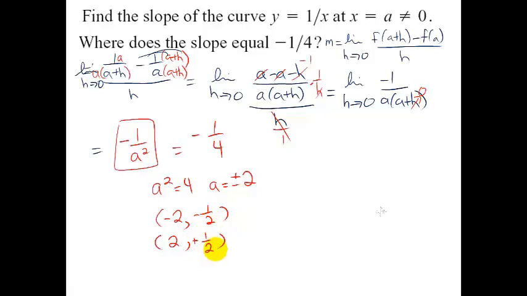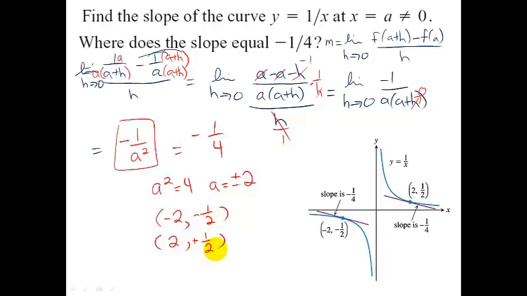And let's go ahead and look at this graph, and we see that we have found these two places where the tangent to the curve has a slope of negative 1/4.